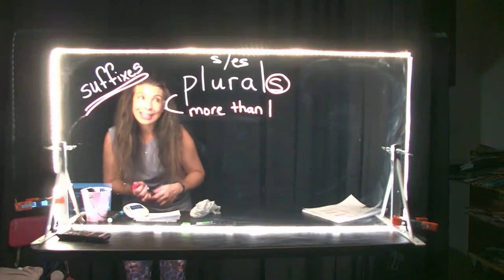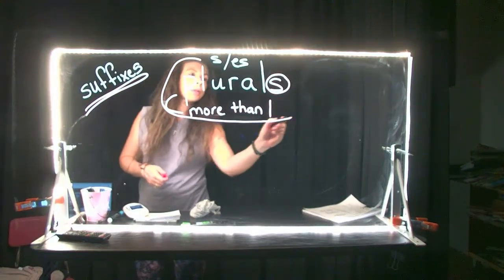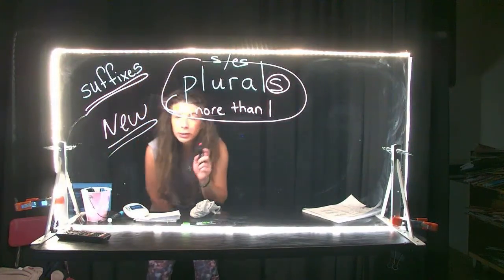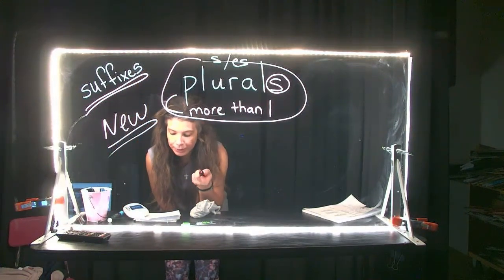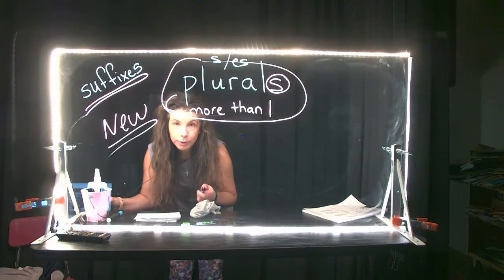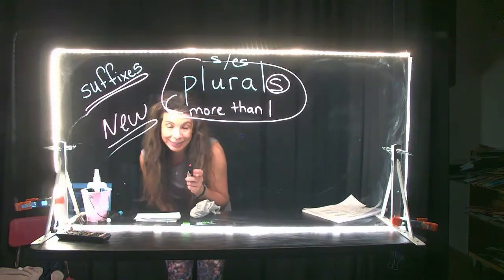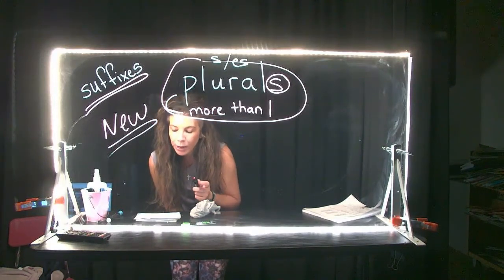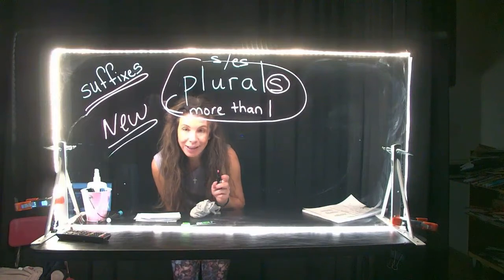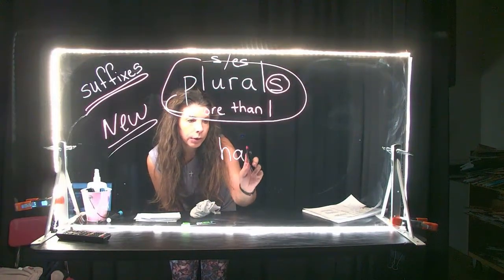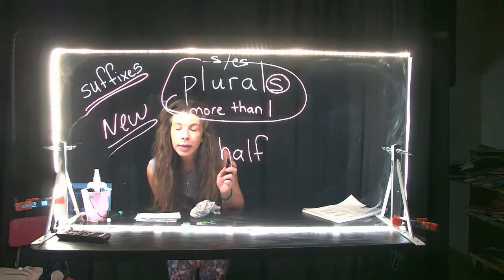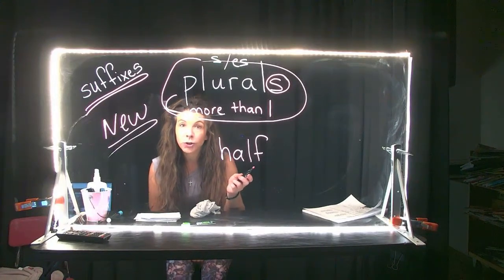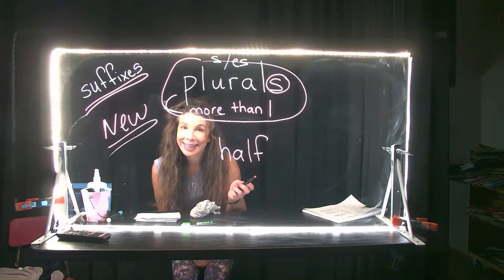Okay, and the last thing we're going to talk about plurals, more than one, is a new concept. This is new for you as third grade. You talked about irregular plurals in second grade. You talked about adding S in second grade, and you talked about adding ES in second grade. But this is a new thing. What happens if a word ends with an F? For example, in the word half. If a word ends with F, you change the F to a V and you add ES.